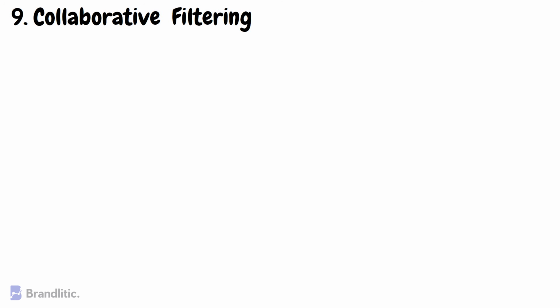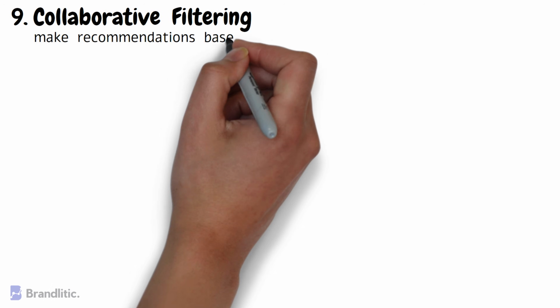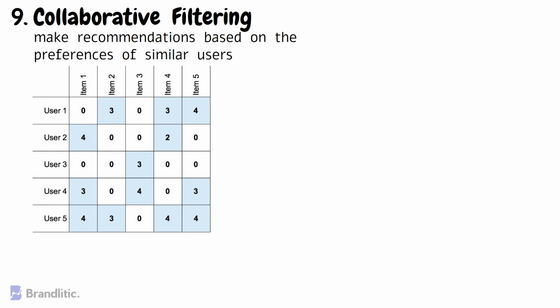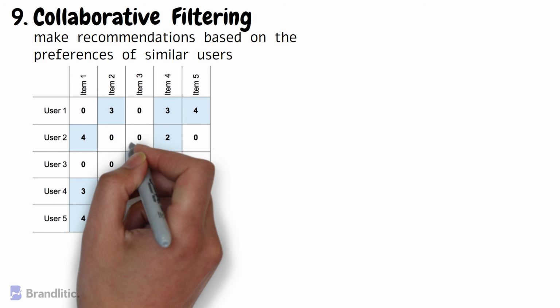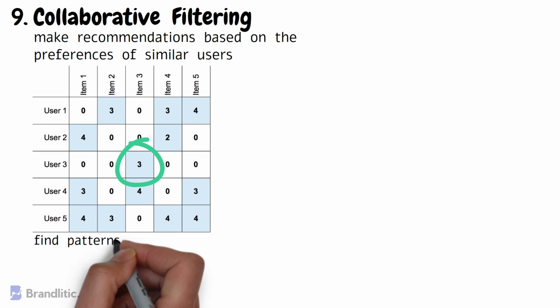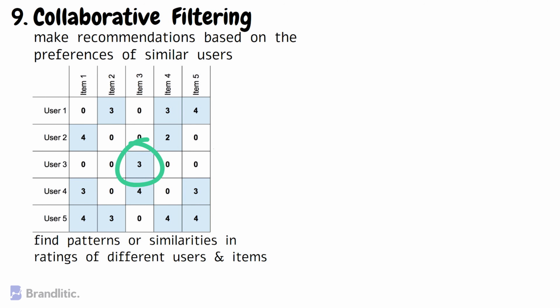Now, this is a technique used to make recommendations based on the preferences of similar users. It works by creating a matrix of user-item interactions where each cell in the matrix represents the user's preference or rating for a particular item. Collaborative filtering algorithms then use this matrix to find patterns or similarities in the ratings of different users and items.